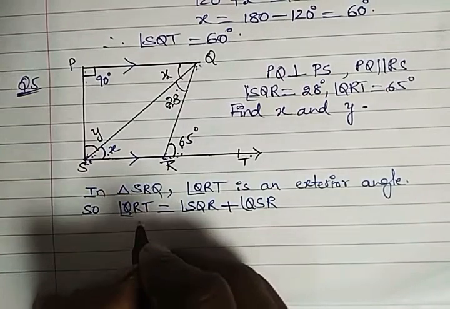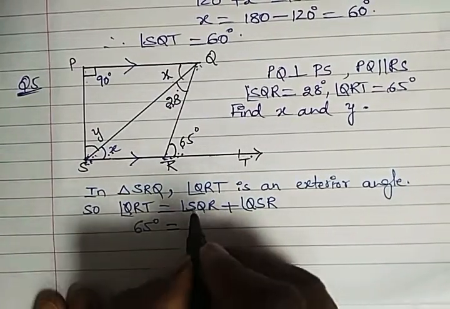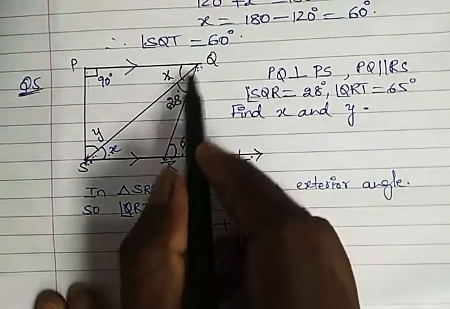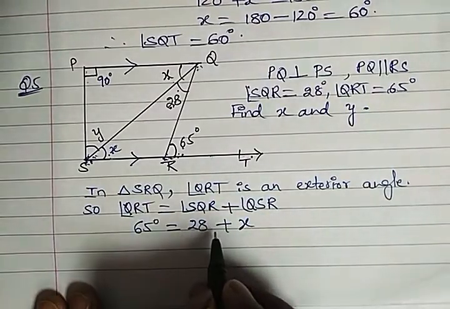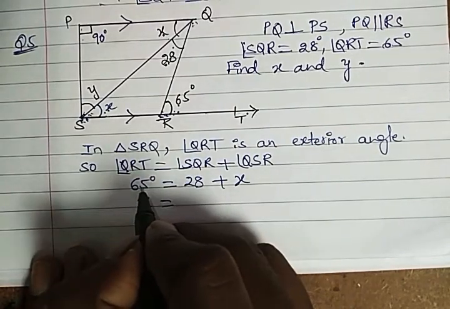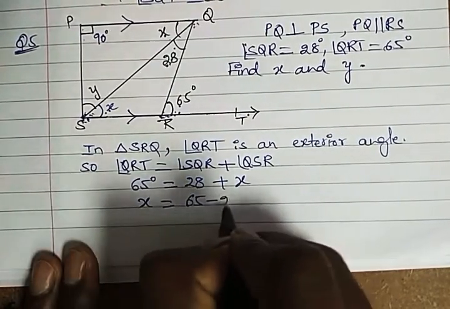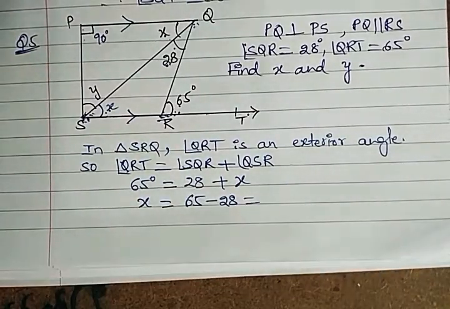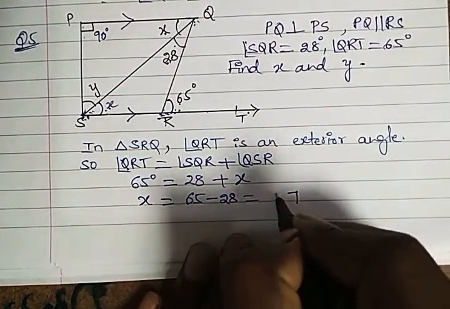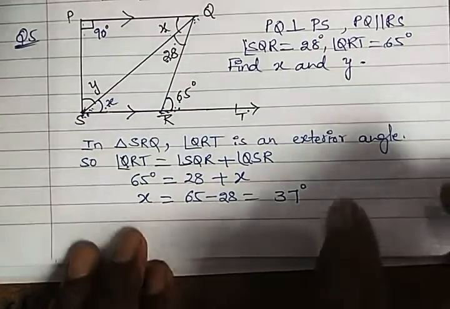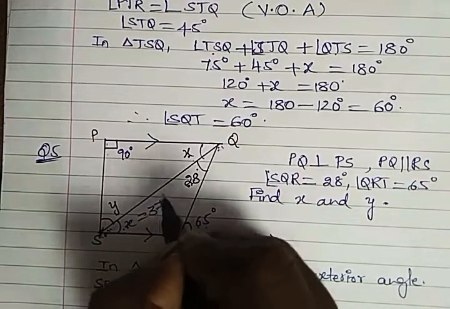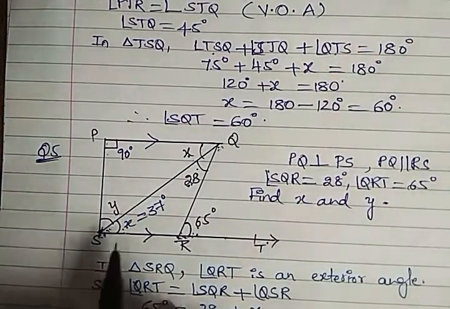Now QRT is already given, that is 65 degrees. SQR is 28 degrees plus QSR, this is X. So from this we can find out the X value. How much will be the X value? X is equal to, this goes to the other side and gets subtracted from 65. 65 minus 28: 15 minus 8 is 7, 5 minus 2 is 3, so 37 degrees. So the X value we have got is 37 degrees. So here we can write 37 degrees. Okay, now what about y?